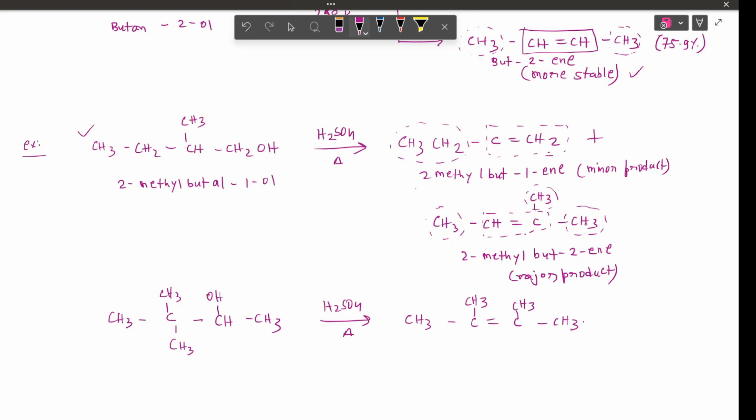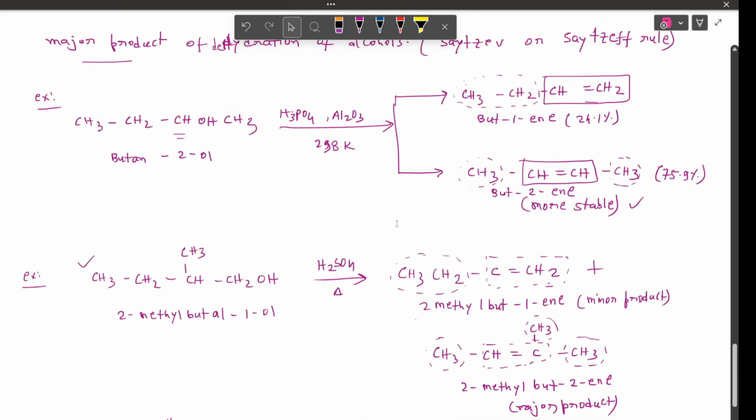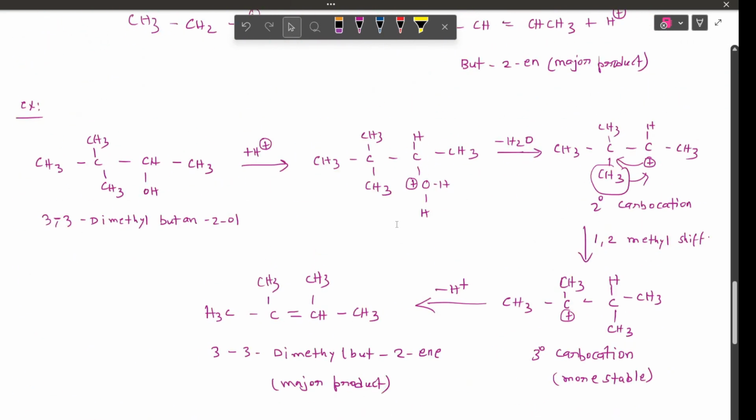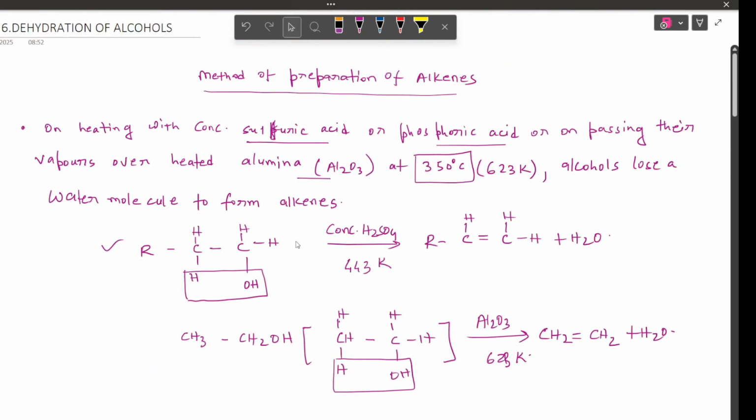Okay, this is Saytzeff's rule, and it is very easy to understand. And if you see in this product, you have 1, 2, 3 and 4 alkyl groups. That's why it will be your major product. So Saytzeff's rule is very easy to understand. So this is all about our dehydration of alcohols.